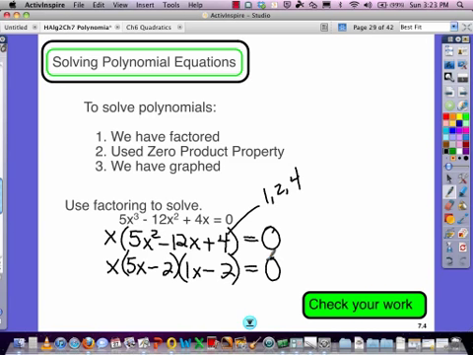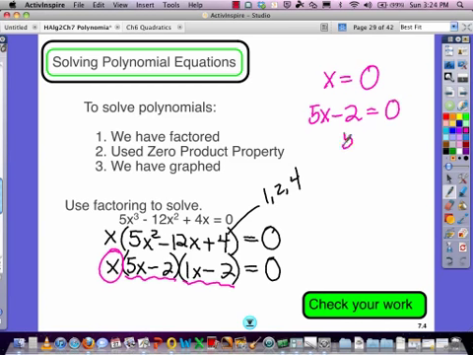So now do the zero product property. By doing the zero product property, we're saying each of these things, the x sitting by itself, the quantity 5x minus 2, and the quantity x minus 2, all have to be set equal to 0. So if x is set equal to 0, that's the easy one. If 5x minus 2 is set equal to 0, we solve that by taking the 2 to the other side, dividing by 5, and we get x equals 2/5. So x equals 2/5 is a solution.